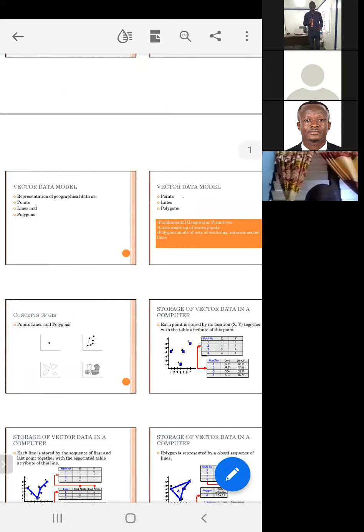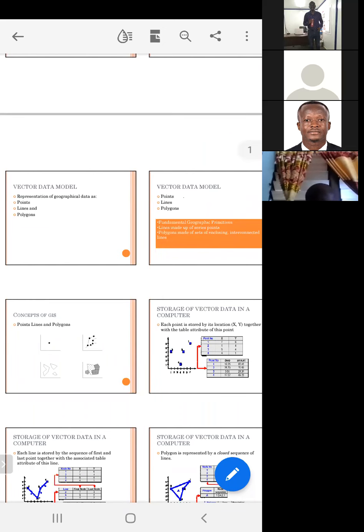In fact, basically in GIS, we have two data models. We have the vector data model, we have the raster data model. When I'm teaching like this, a lot of people don't pay attention, doing their own thing. Sometimes you ask students a simple question: what are the two data models in GIS? They're talking about something else. But this class is different. I know you are paying attention.